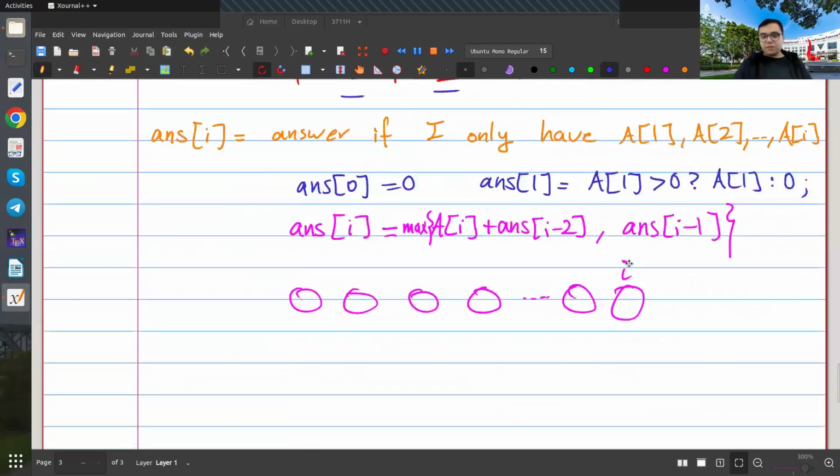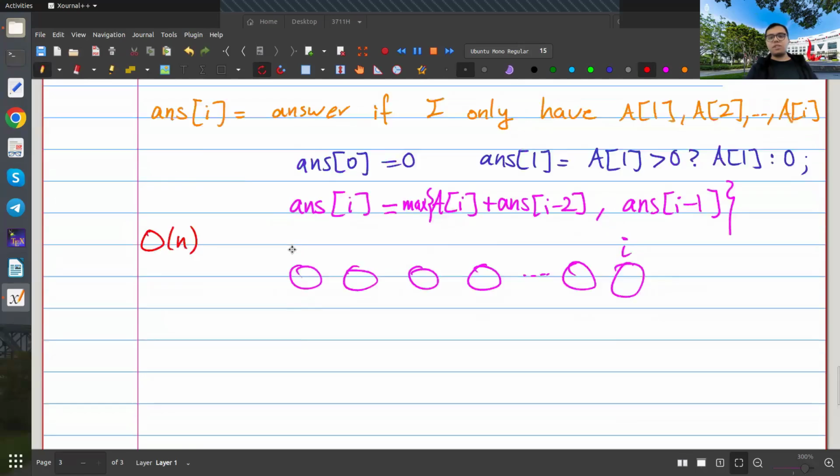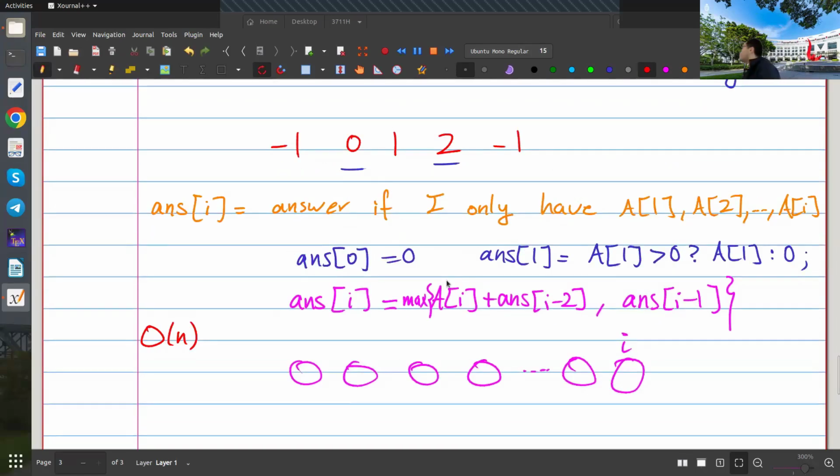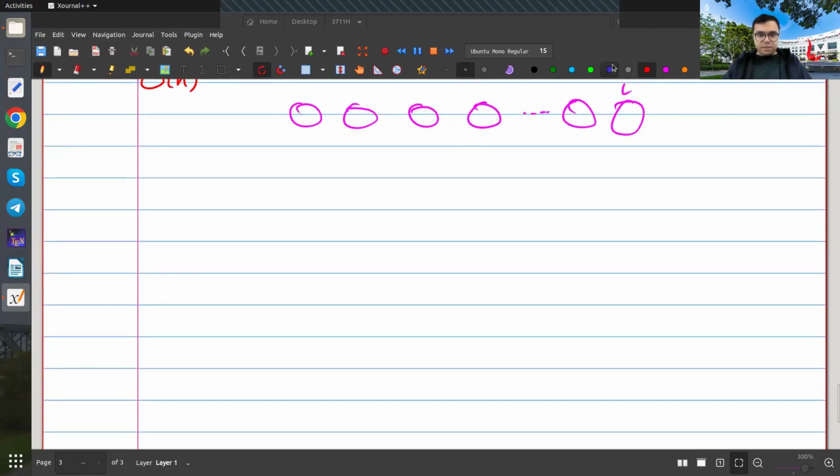Now, this is a very simple solution. Its runtime is, of course, O(n), because I have n subproblems, and for each subproblem, I'm just calculating the result in constant time. Okay. But this is a special case of something more general, and that more general thing is what we call prefix sums.